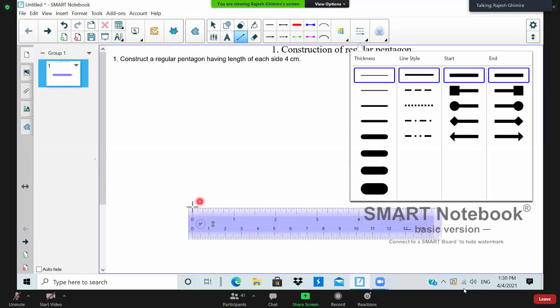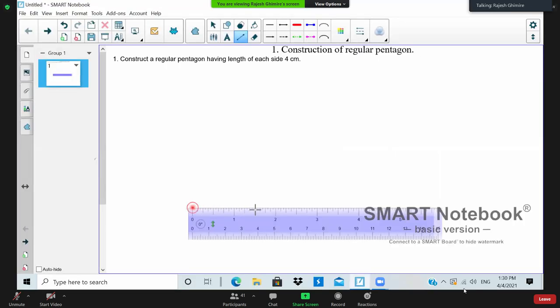Four centimeter length. Let's begin from here. 1, 2, 3, 4 centimeter. This is the 4 centimeter line. Please draw a line having length 4 centimeter. Everyone draw a 4 centimeter length line. I will also draw it, you also do it.